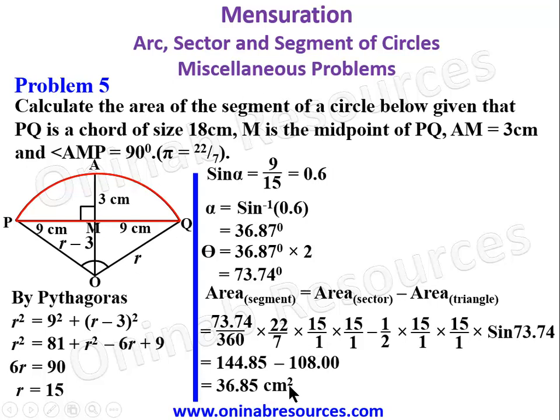And that is the end of the solution to problem 5, having calculated the area of the segment to be 36.85. And this is the end of this tutorial.